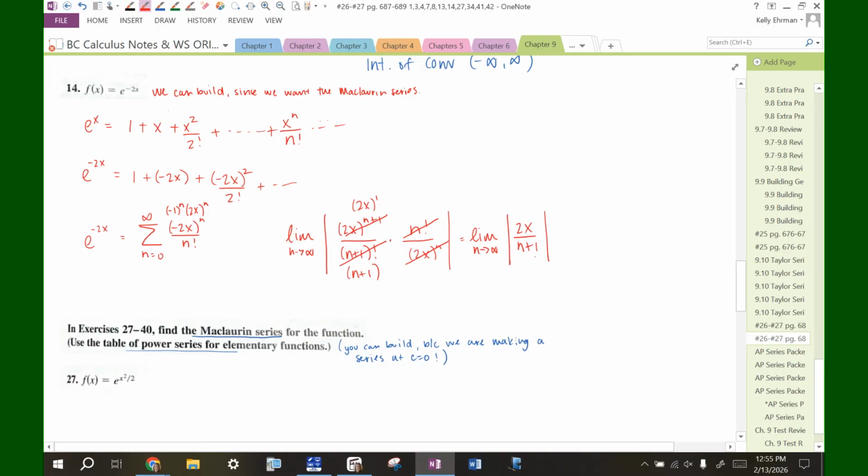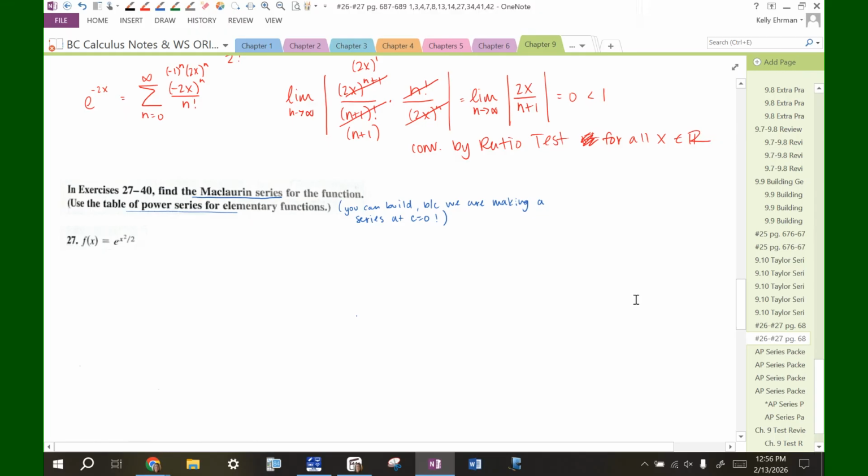This again is 2x over infinity, which is 0. So when you get 0, it means this would be true for all x values. We would still get 0 as we let n grow to infinity. So this converges by ratio test for all x real numbers, or from negative infinity to infinity.